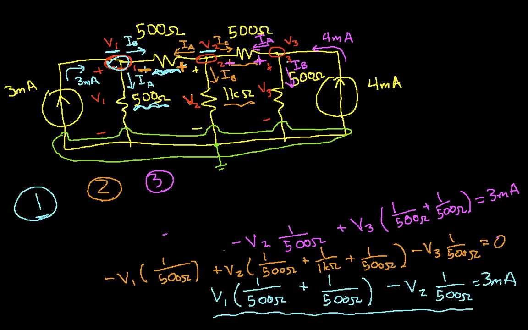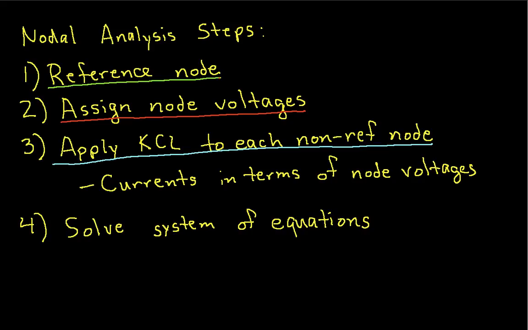Well, let's go back to our list of things to do. We've applied KCL to each non-reference node. We found currents in terms of node voltages. We got then a system of equations. So the last thing we need to do is solve this system of equations. Let's see what's an appropriate color for systems of equation solving. We'll use this. So all we have to do now is solve this system of equations.